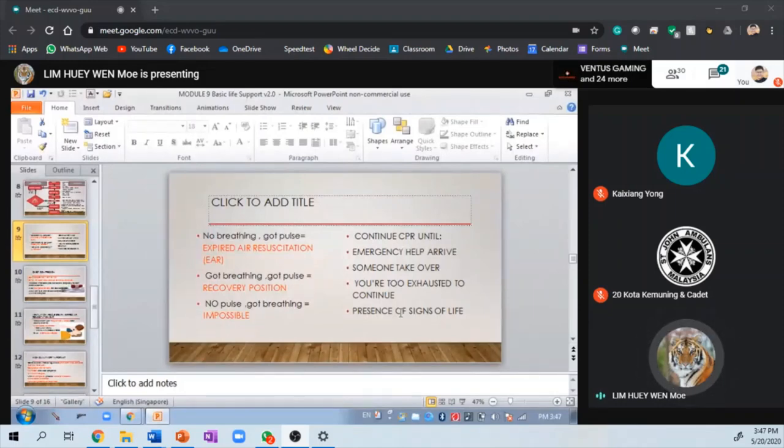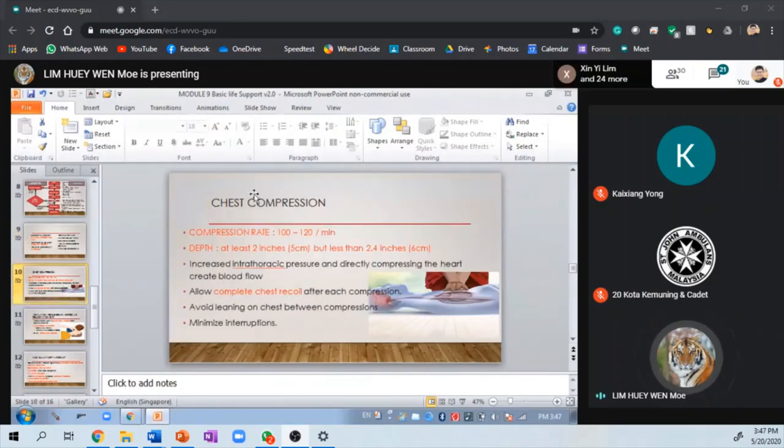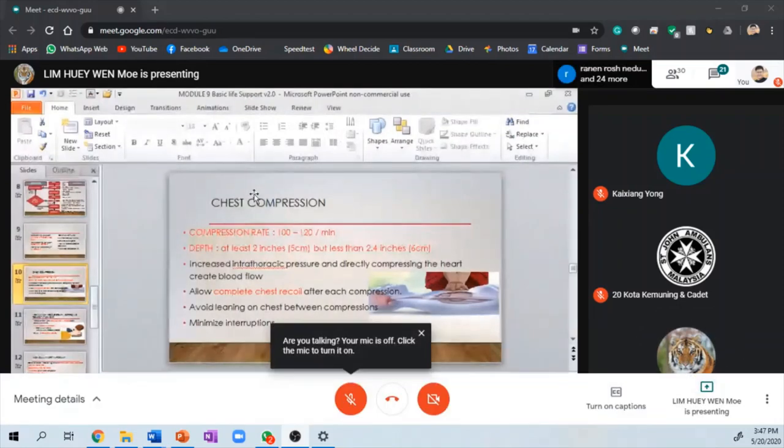So you must also know about the high quality CPR. The compression rate is 100 to 120 per minute, and the depth is at least 2 inches, which is 5 cm, but less than 2.4 inches, which is 6 cm. Then you must increase the intrathoracic pressure and directly compress the heart to create blood flow.